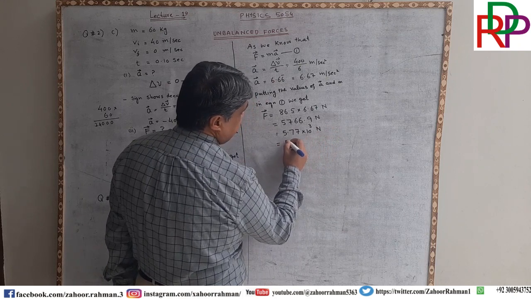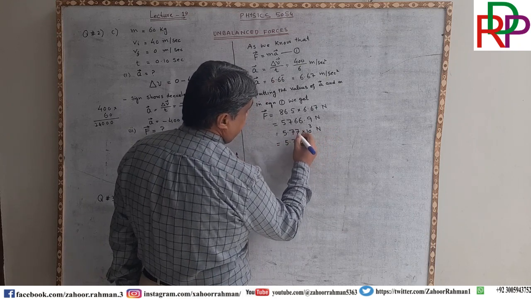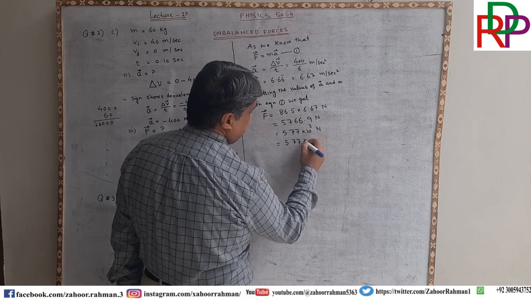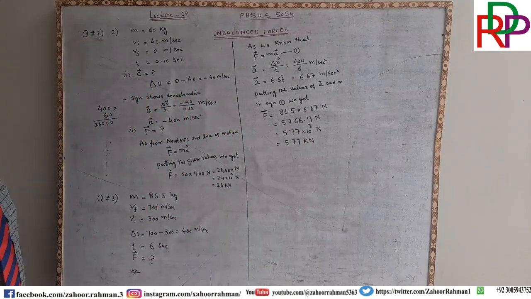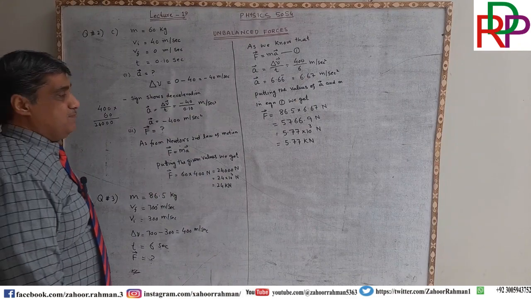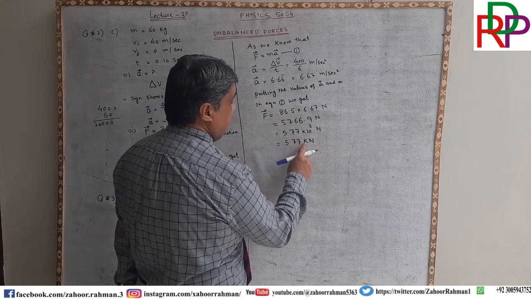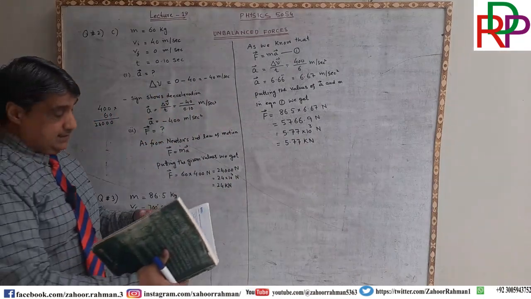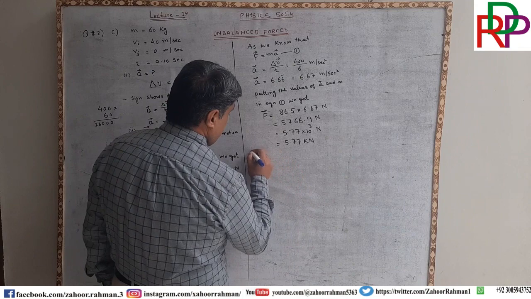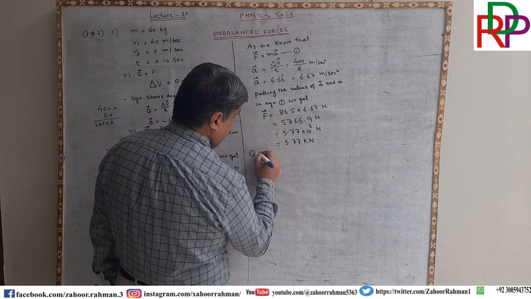And as a result, I can write 5.77 kilo Newton, because in prefixes we learned that 10 raised to the power 3 is equal to kilo. You have to remember this. That was the whole story about question number 3.